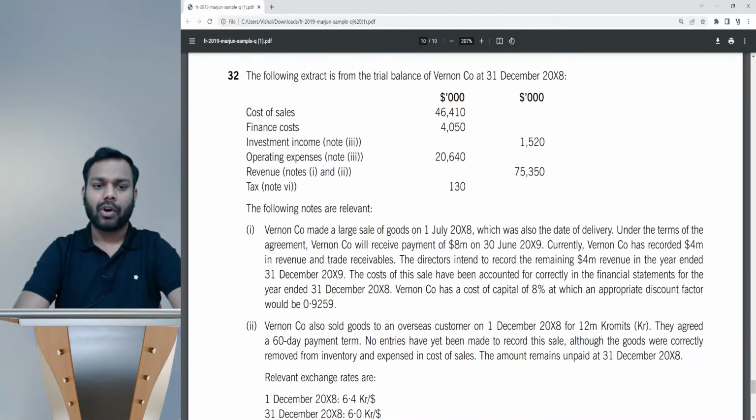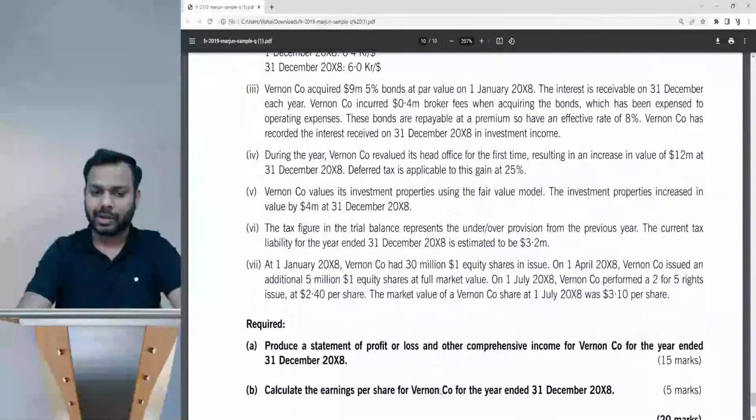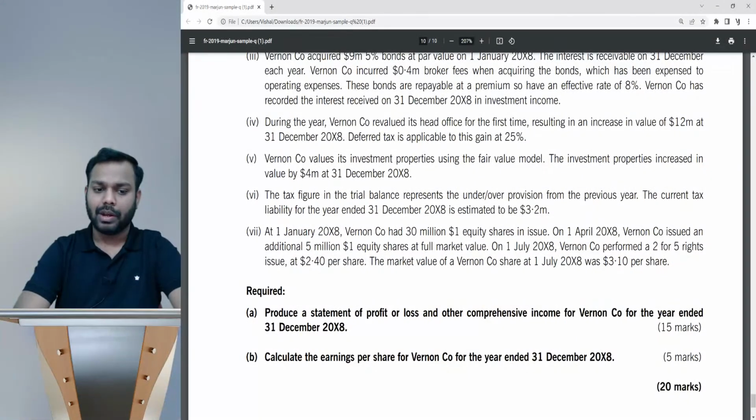The following is the extract of trial balance. Is it the full trial balance or the extract? It's an extract of trial balance that is given, right? And the following notes are relevant. Basically, these are the adjustments that are to be done. Before we make these adjustments, come to the requirement. Produce a statement of profit or loss and other comprehensive income for the year ended 31st December 2008.